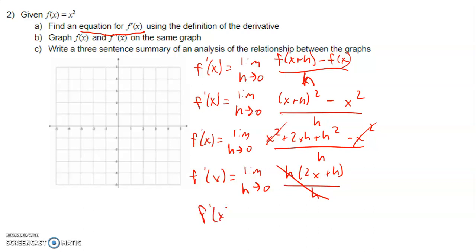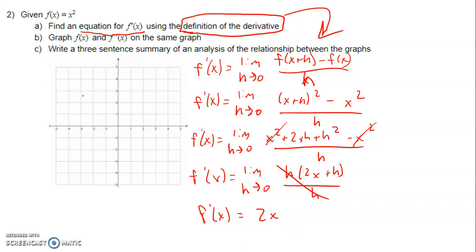So f prime of x, I can plug in h as 0, and the rule for the derivative is 2x. And now that you guys have watched the video on the power rule, you could have just done that. But since it says definition of the derivative, if you see those keywords, definition of the derivative, that tells you that you need to show this work.